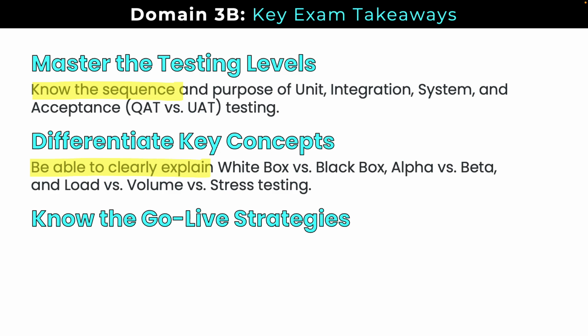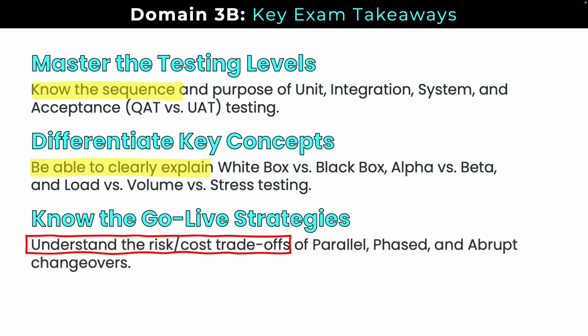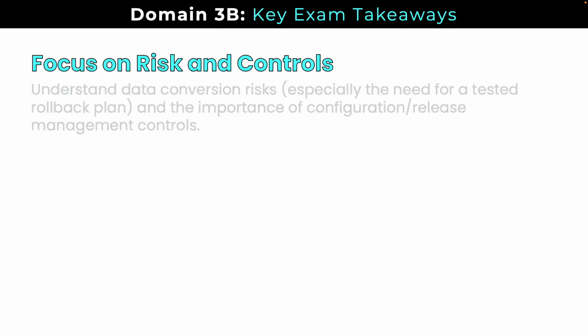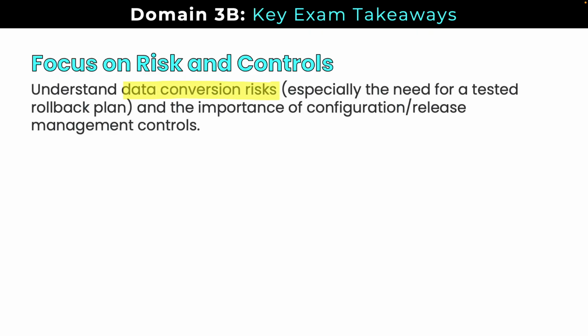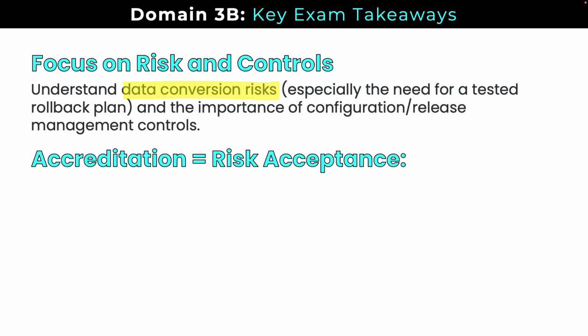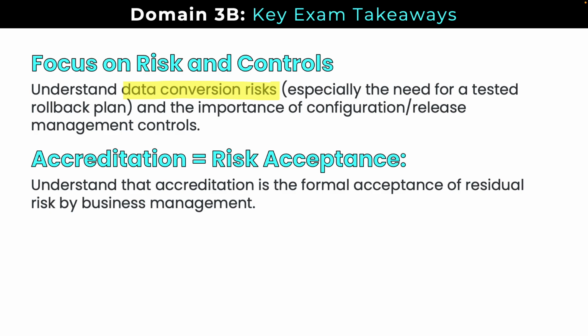Know the go-live strategies. Understand the risk-cost trade-offs of parallel, phased, and abrupt changeover. You need to know those three and how they compare. Make sure you understand data conversion risks, especially the need for a tested rollback plan and the importance of configuration release management controls, controlling that release process. And remember, accreditation equals risk acceptance. Understand that accreditation at that formal handoff, that's the formal acceptance of residual risk by business management. Remember, management owns that decision, not IT, not the auditor.